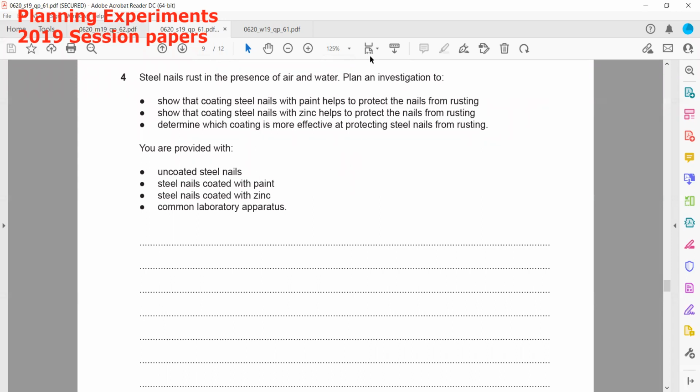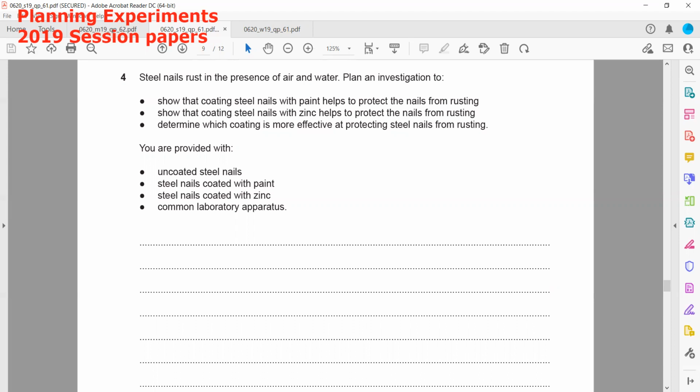Then from the June session: a steel nail rusts in the presence of air and water. We have to plan an investigation to show that coating a steel nail with paint helps to protect the nail from rusting, show that coating the steel nail with zinc also protects the nail from rusting, and determine which coating is more effective at protecting the steel from rusting. So we have uncoated steel nails, steel nails coated with paint, steel nails coated with zinc, and we have common lab apparatus.